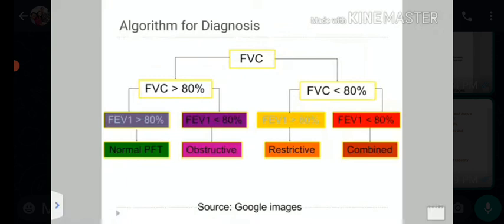This is the algorithm for diagnosis. If FVC is more than 80% and FEV1 is also more than 80%, you can say the person has normal lung function. But if FVC is more than 80% but FEV1 is less than 80%, the pattern is obstructive lung disease. And second, when FVC is less than 80% and FEV1 is more than 80%, the pattern is restrictive disease. Whereas if both FEV1 and FVC are reduced, then you can say it is combined obstructive as well as restrictive lung disease.